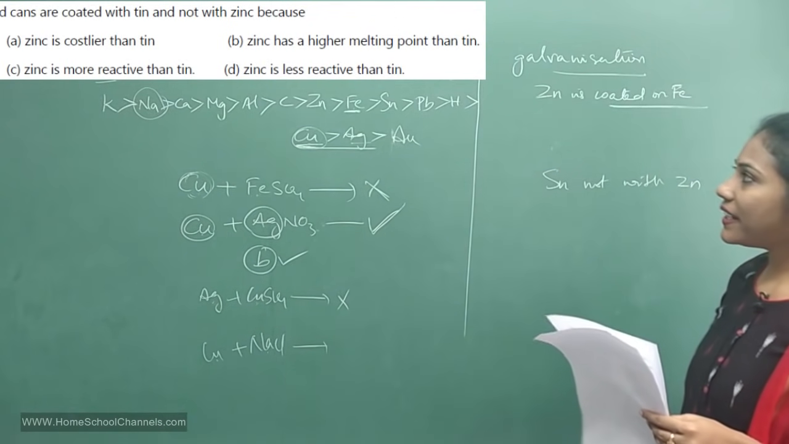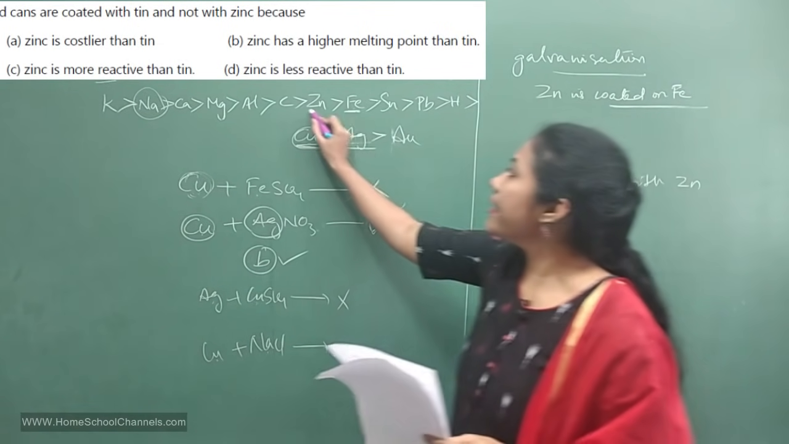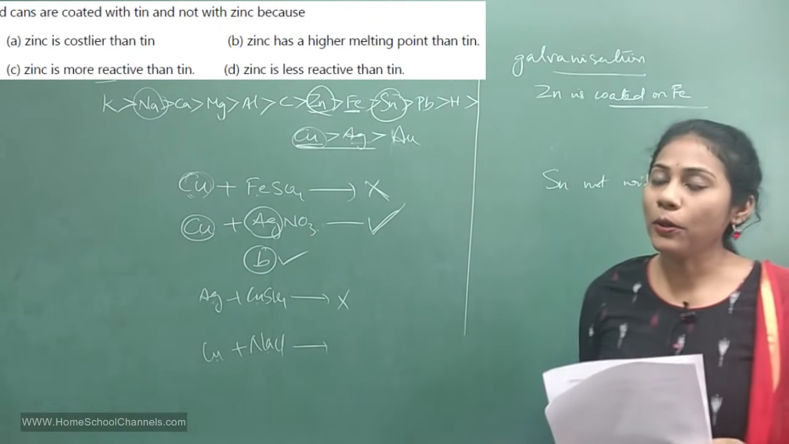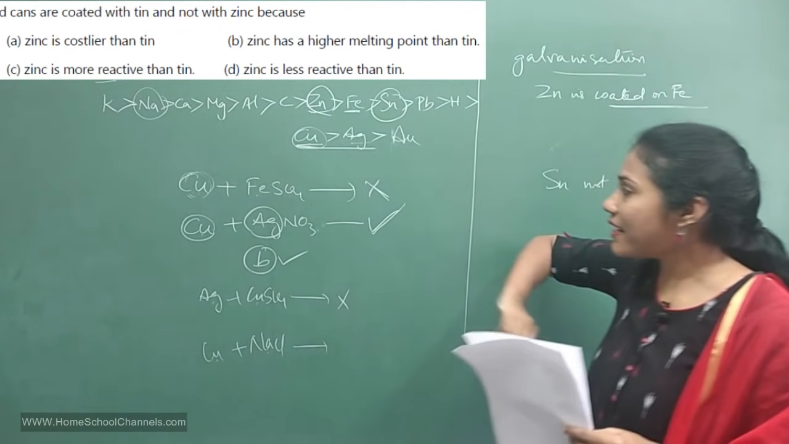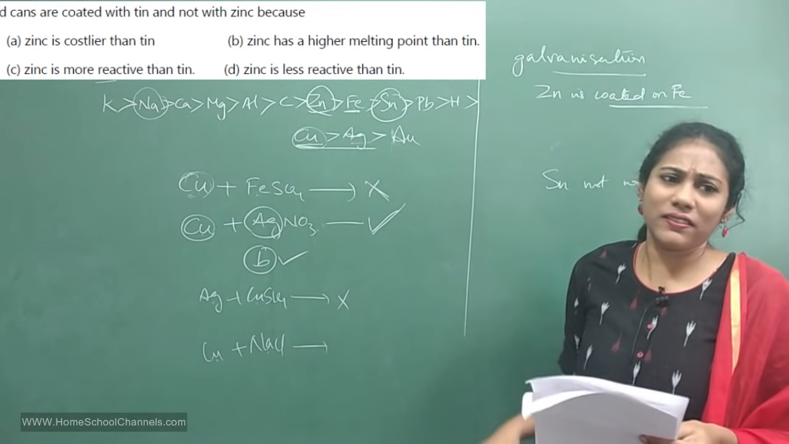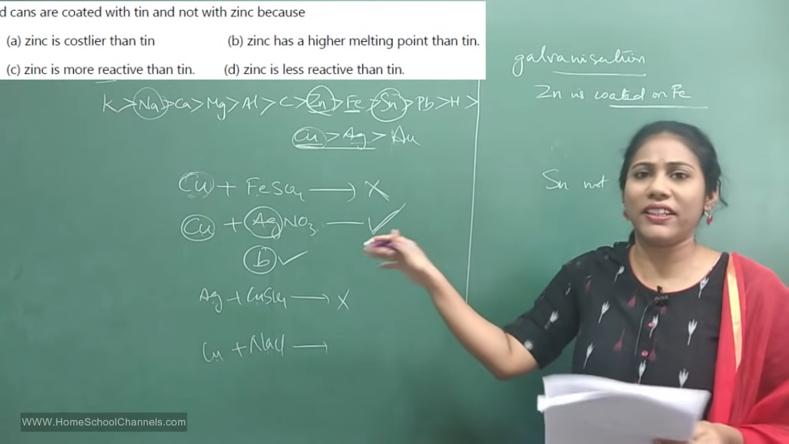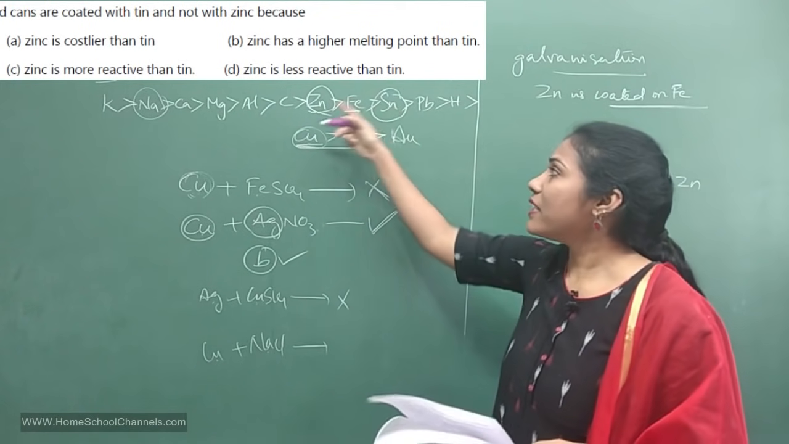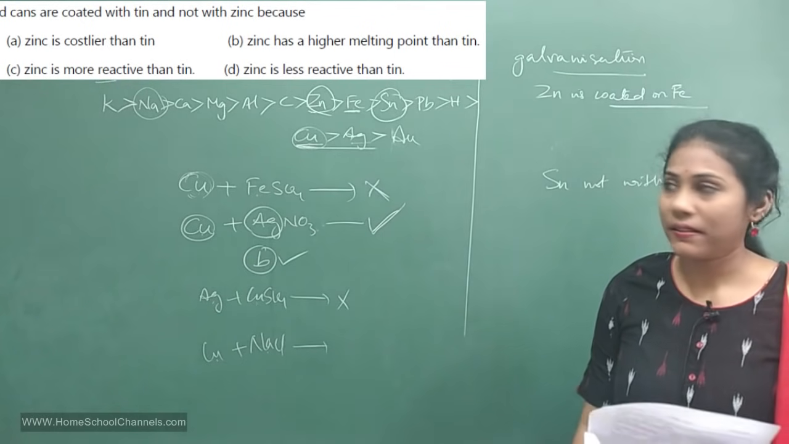Look at our reactivity series. Where is zinc coming and where is tin coming? Zinc is here, tin is here. That means zinc is more reactive than tin, no? Right? So that is the reason. Tin is less reactive. That's the reason food cans are coated with tin, so that the tin will not react with oxygen, vapor, whatever it is, right? But zinc is quite reactive compared to tin. That's why zinc cannot be used for the coating of food cans, right?